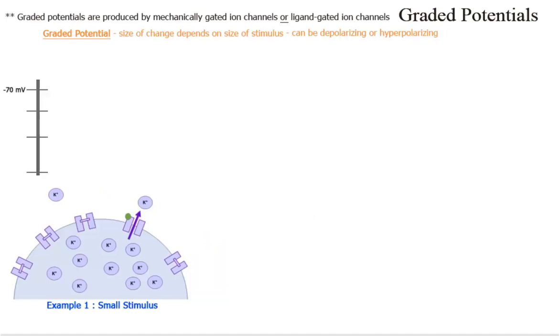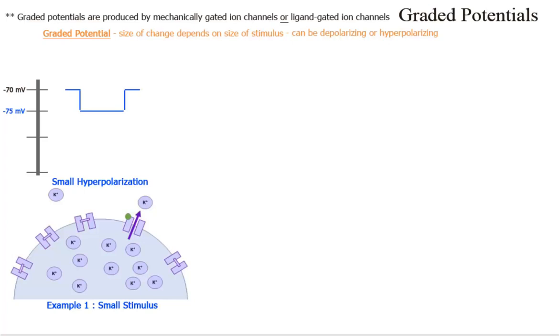And so that is a hyperpolarization. So again, if we show our little scale, and we show that we start at minus 70 millivolts, which is our resting potential. If we make the inside of the cell more negative, now we are going to have a downward change, a change toward the more negative area, and this is called a hyperpolarization. So in this case, a small stimulus that activated ligand-gated potassium channels will cause a small hyperpolarization.